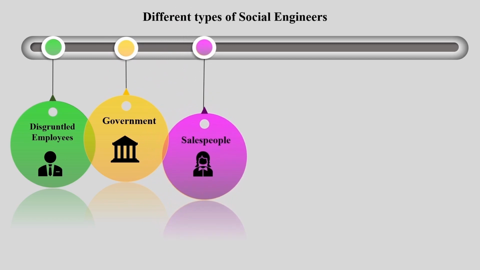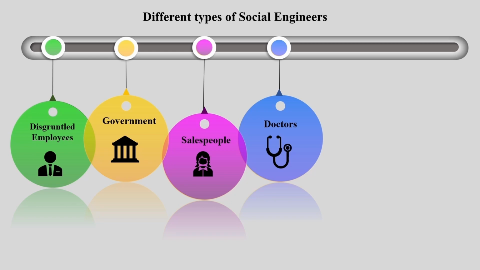Next is salespeople. Salespeople must master many people skills. The art of sales takes many skills such as information gathering, elicitation, influence, psychological principles, as well as many other people skills.